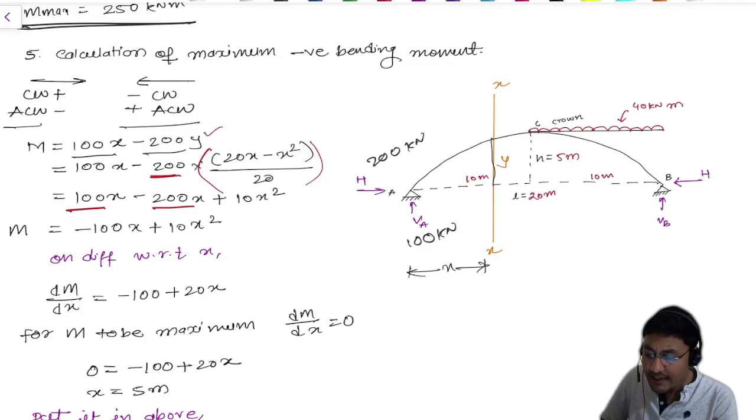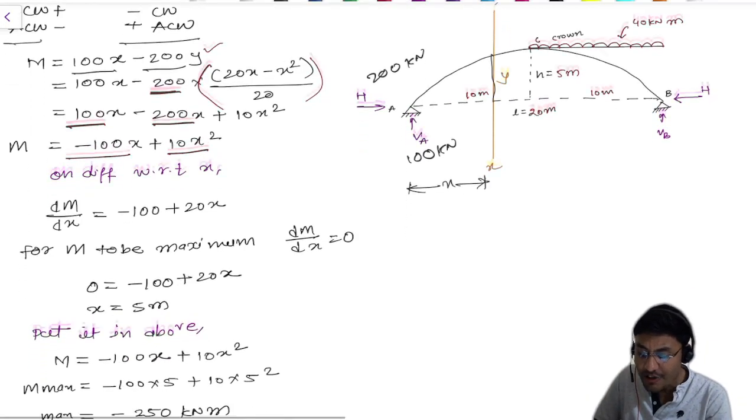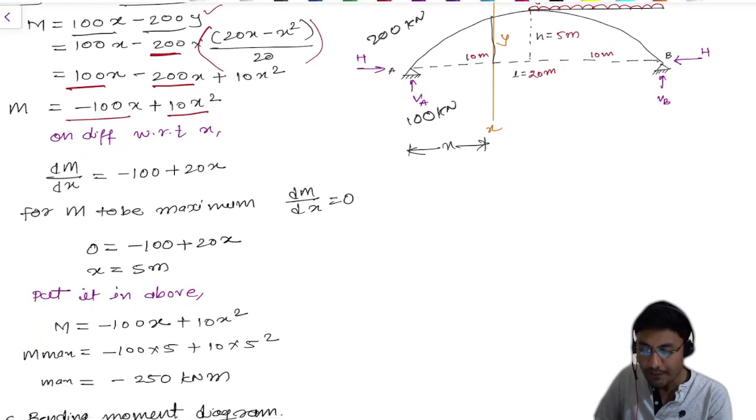Now, after you get this equation, what you need to do is recalculate. So 100x minus 200x becomes minus 100x plus 10x square. Now again we are going to differentiate this equation with respect to x. So it becomes minus 100 plus 20x. Now, let's put dM by dx equals 0. So I'm putting dM by dx equals 0.